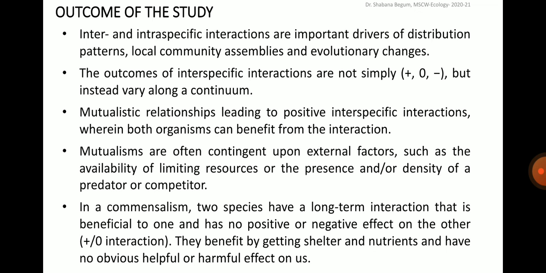Mutualistic relationships lead to positive interspecific interactions wherein both organisms can benefit from the interaction. Mutualisms are often contingent upon external factors such as the availability of limiting resources or the presence or density of a predator or competitor. In commensalism, two species have a long-term interaction that is beneficial to one and has no positive or negative effect on the other. They benefit by getting shelter and nutrients and have no obvious helpful or harmful effect on them.